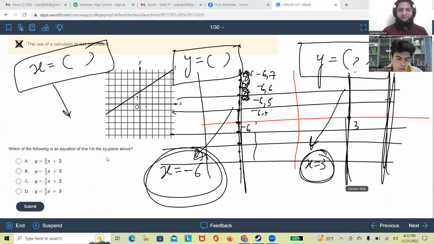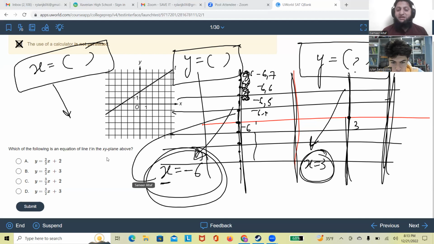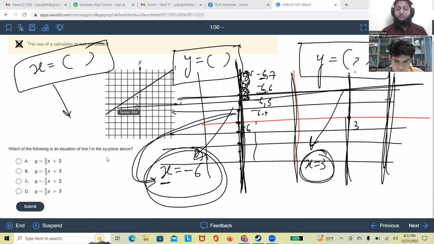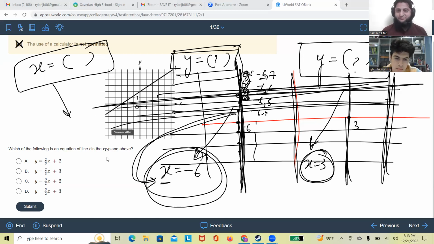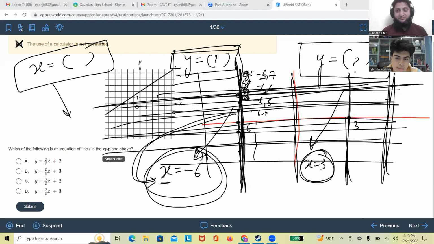I thought it was horizontal. Wait. See, the x is used for the vertical lines. You see why? Because the value of x remains the same for the vertical lines. That's why we write the equation of that vertical line as x equals -6. But when you have the horizontal lines, the value of y remains the same for the horizontal lines. That's why we write y equals something for the horizontal lines. Are you getting it? Yeah, I got it.